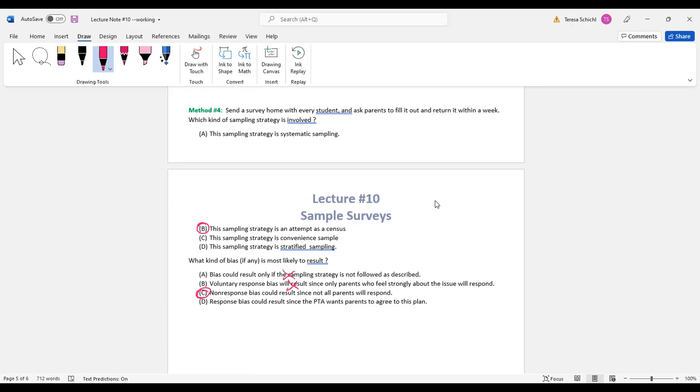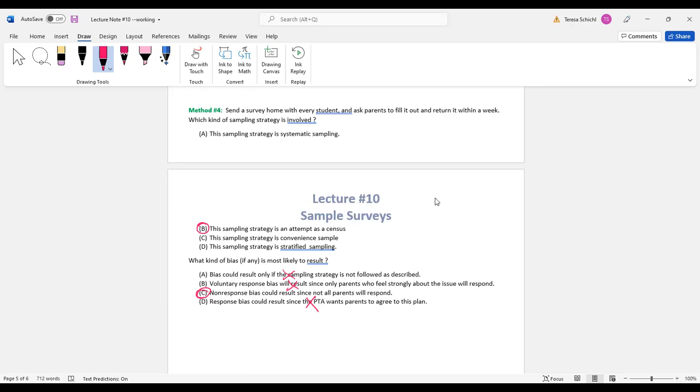For the voluntary response, if the parents care, maybe they will respond. But the main bias could also be non-response bias, because I don't even know why the parents did not respond. Maybe they care, maybe they have a strong passion, but they just forgot, or the student did not even bring the survey home. Parents don't even know there's a survey. So part D is the same thing, the response bias, because we don't know whether the PTA likes the policy or is against it.